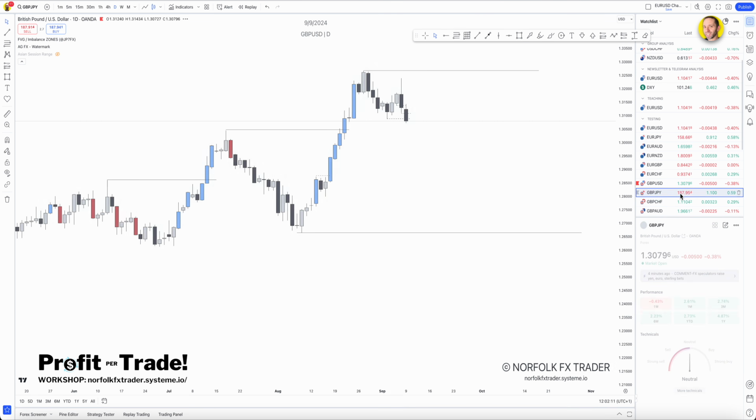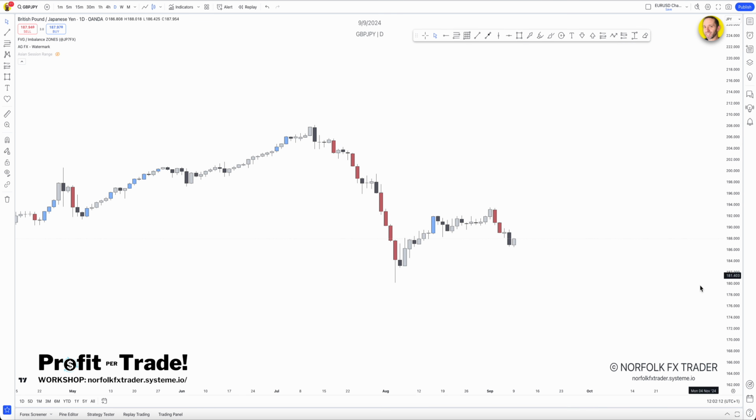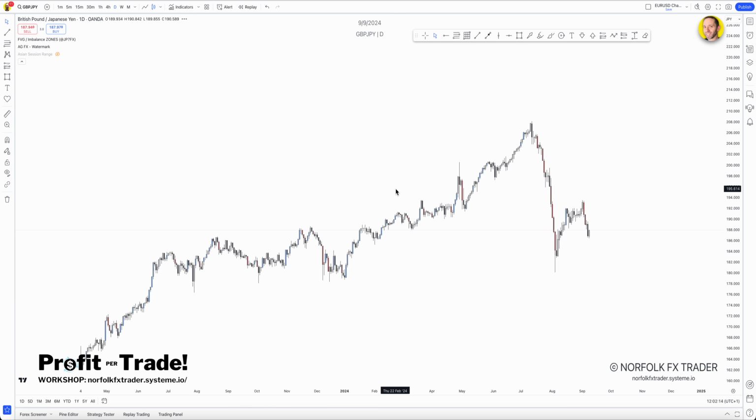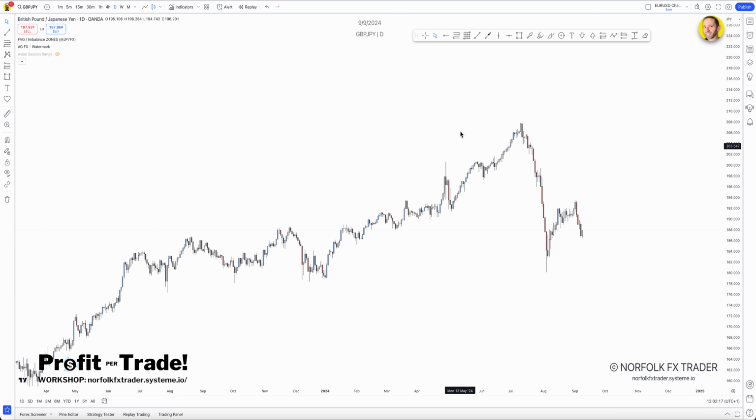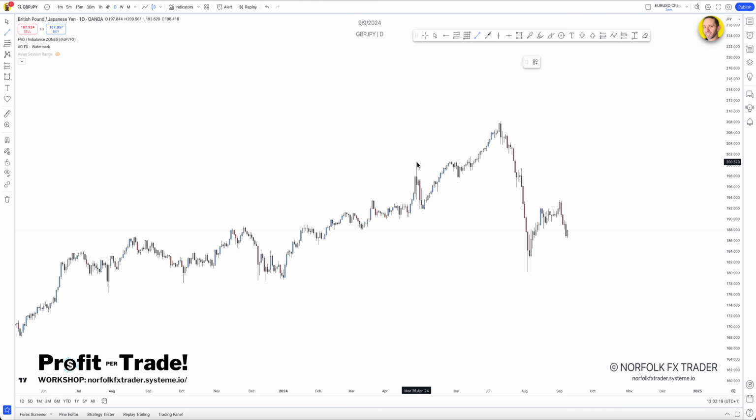The next pair is the pound Japanese yen. We look at doing the same thing quickly. This chart is not as easy to see, but I'll be looking at marking this as my swing high break. That's my swing structure break. And then this is my low with a break to the downside.